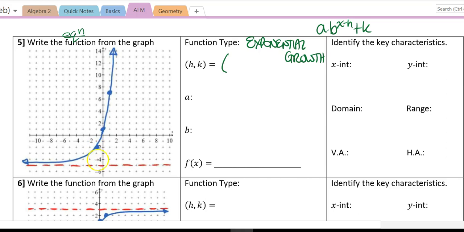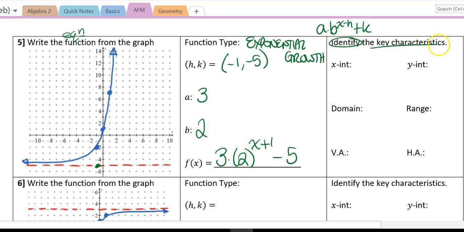So our h, k, we're going to just assume that it's this point here, is at -1, -5. We look at our first height, 1, 2, 3, so a is 3, and then we decide what did I multiply the 3 by to get to this next height of 1, 2, 3, 4, 5, 6, so then that would be b, which is 2. So we have 3 times 2 to the power of x plus 1 and then minus 5. So that's our equation.